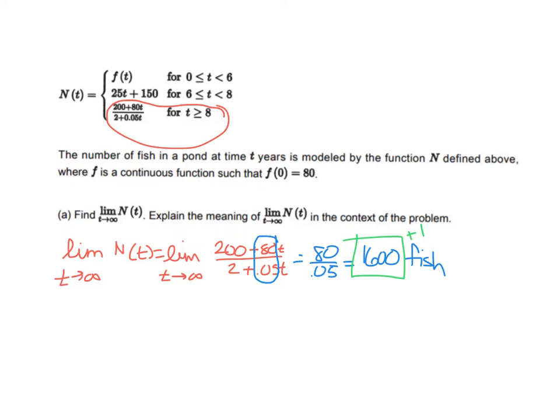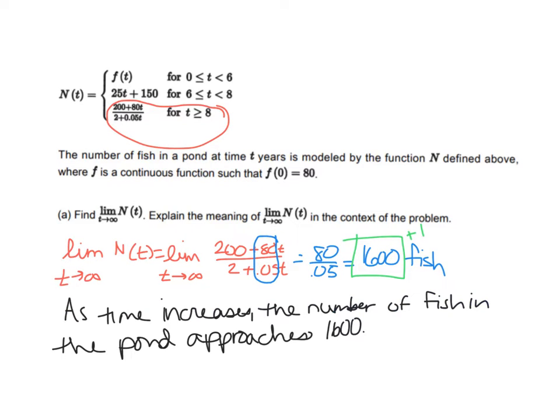Next thing you need to do is write the interpretation. So the interpretation, don't overthink it. You just mainly need to mention time. You need to mention fish. Interpretation is that as time increases, the number of fish in the pond approaches 1600. You can also say something along the lines of, after many years, the number of fish in the pond approaches 1600. So in order to get the second point for this part of the problem, you just need to explain the meaning in the context of the problem.